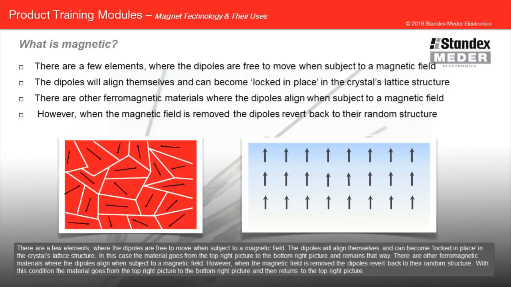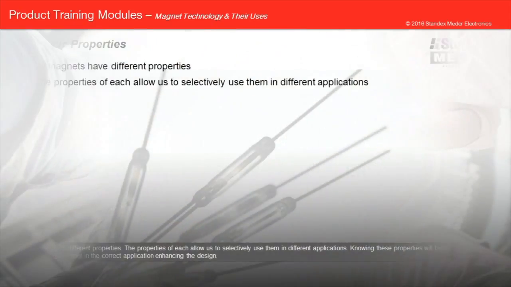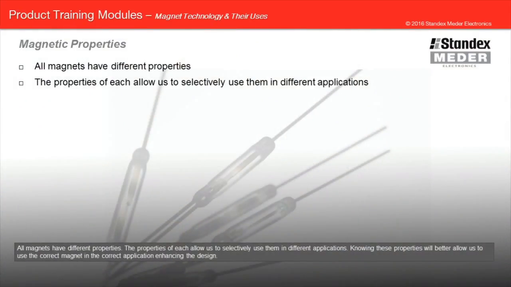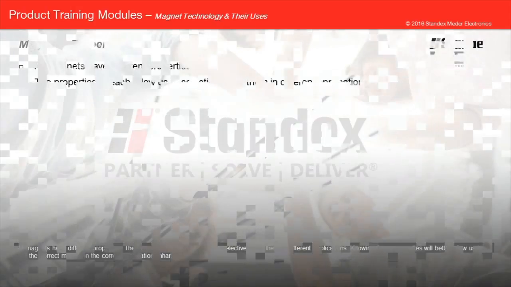There are other ferromagnetic materials where the dipoles align when subject to a magnetic field. However, when the magnetic field is removed, the dipoles revert back to their random structure. With this condition, the material goes from the top right picture to the bottom right picture and then returns to the top right picture. All magnets have different properties. The properties of each allow us to selectively use them in different applications. Knowing these properties will better allow us to use the correct magnet in the correct application, enhancing the design.